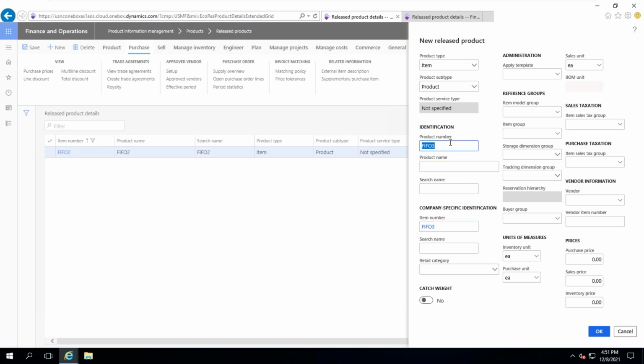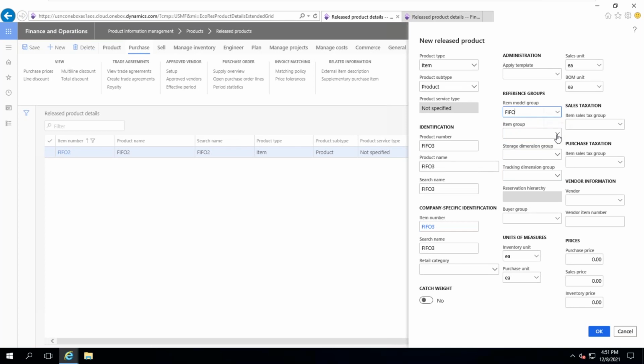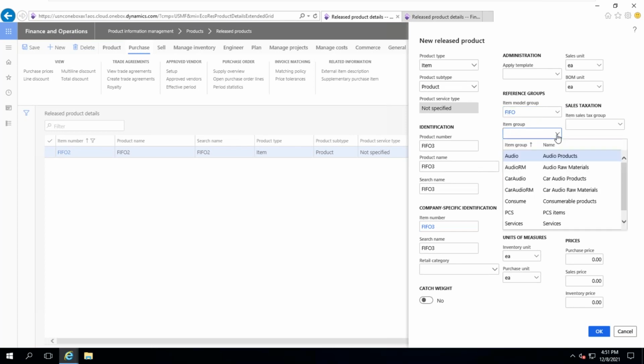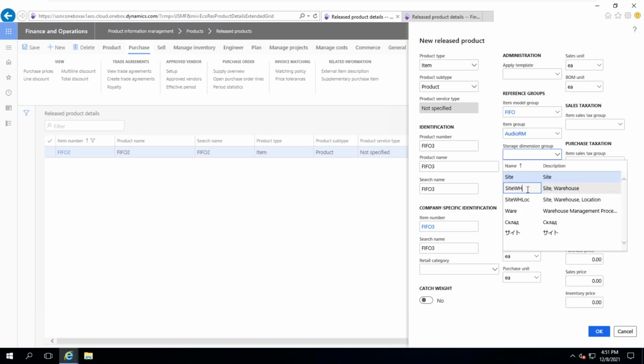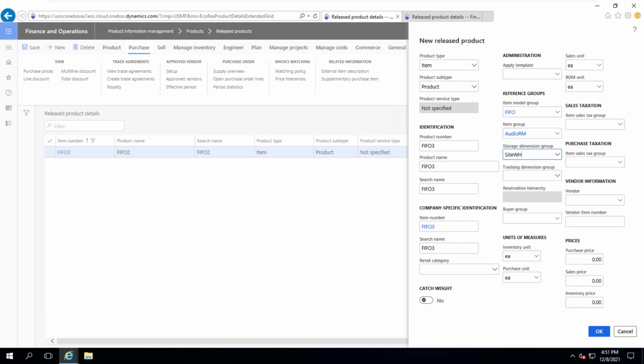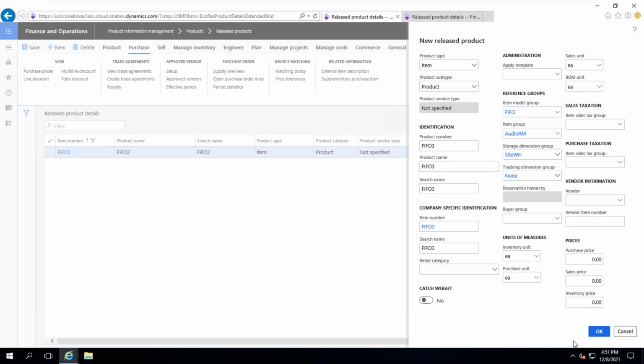FIFO 3, I'm creating a new item. Okay, item model group, I'm selecting FIFO. Item group, you can select any item, no issues. Any item group, site and warehouse, and tracking dimension group. Click OK.